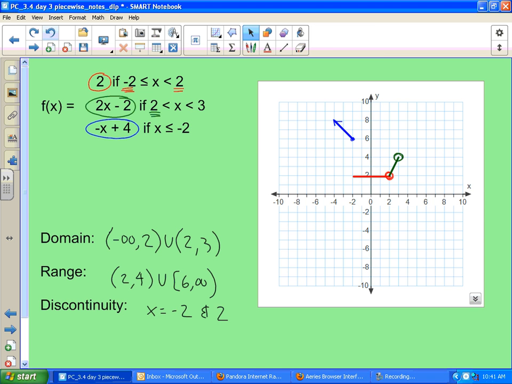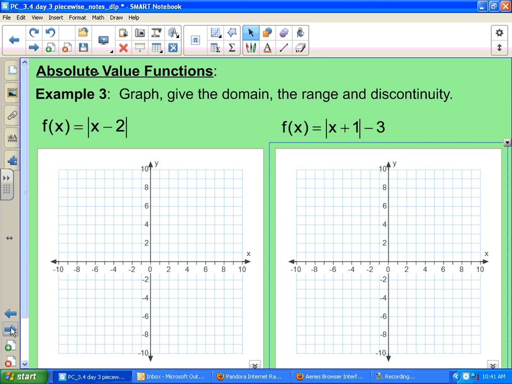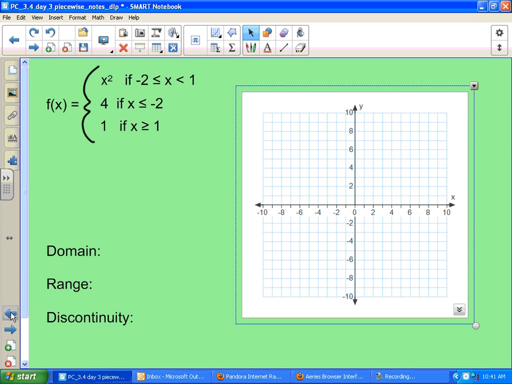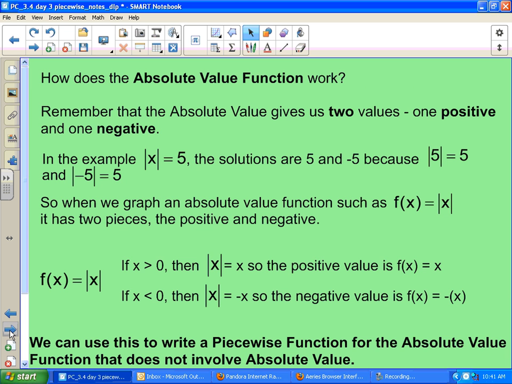Let's do some more. Let's see how many more we want to do before we... Oh, we have to do absolute value. Can we talk about absolute value first? We'll talk about absolute value.